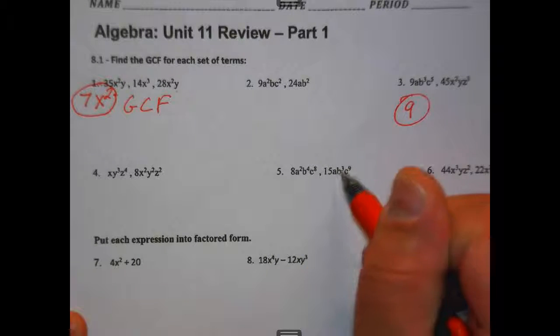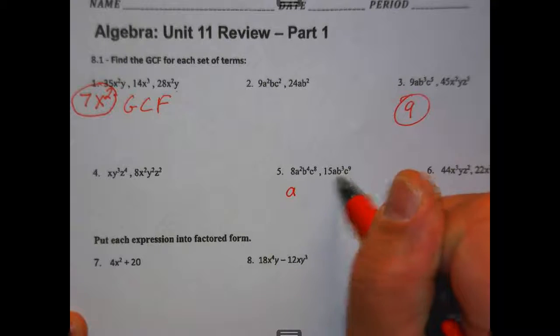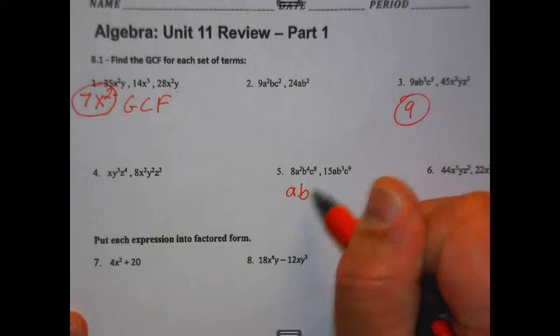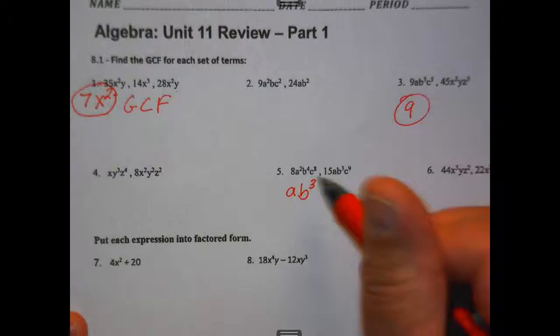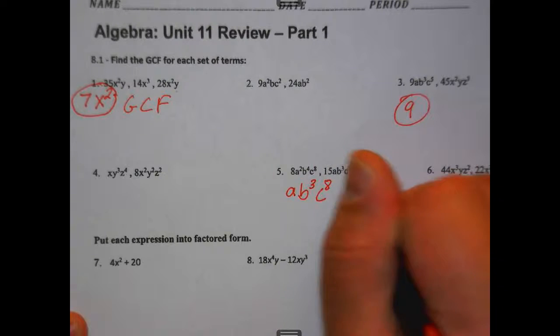This has 2 a's, 1a. I can take out 1a. This has 3 b's, 4 b's. I can take out 3 of the b's. 8 c's, 9 c's. I can take out 8 c's.